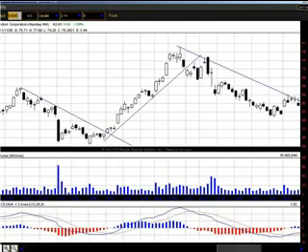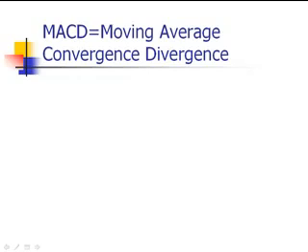MACD is one of the most popular technical analysis tools out there. I see it every day on people's charts. Here it is plotted along the bottom of this price graph. A lot of people use it, but not everybody knows how to use it most effectively. Let's begin by understanding what MACD is made up of.